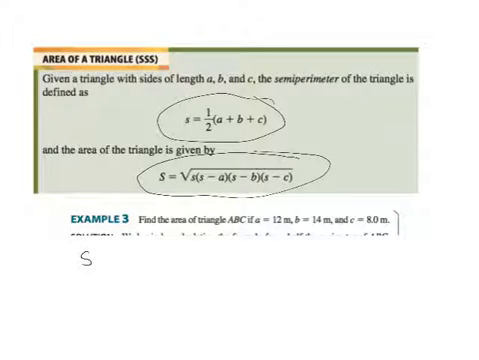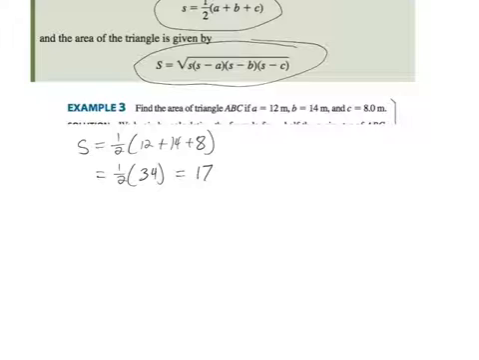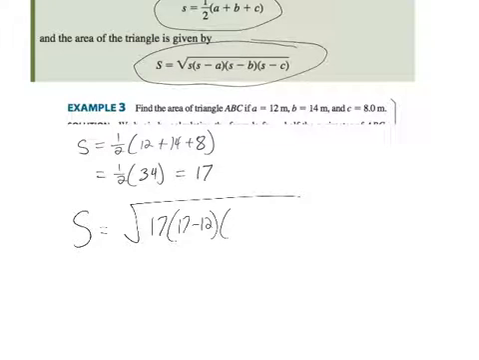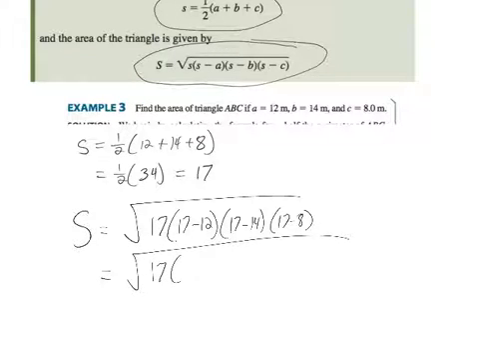I know all 3 sides, so the semi-perimeter is 1/2 times the sum of 12, 14, and 8 meters, using 2 significant digits there. So that's going to be half of, let's see, 26 and 8 will give me 34, which is going to be 17 for my semi-perimeter. And then my area, capital S, is going to be the square root of 17 times 17 minus 12 times 17 minus 14 times 17 minus 8. So that's going to give me the square root of 17 times, that is 5, that is 3, and then minus 8 will give me 9.